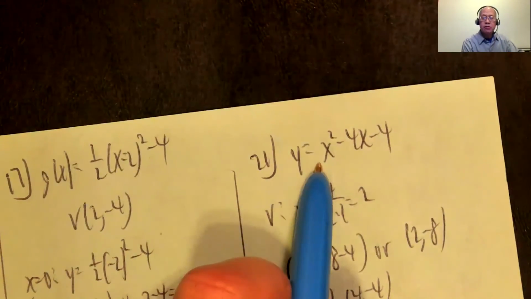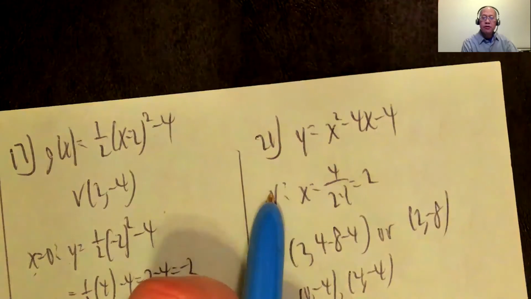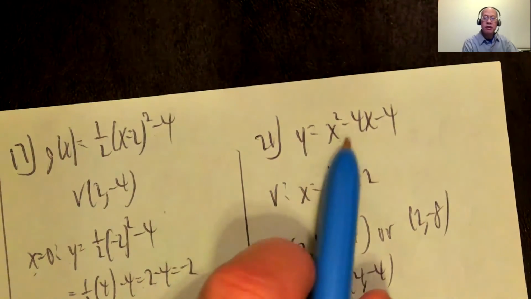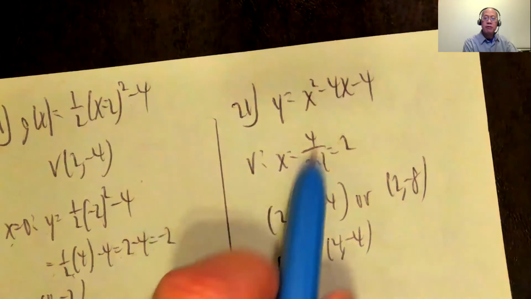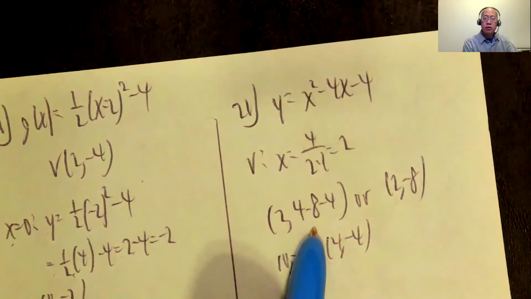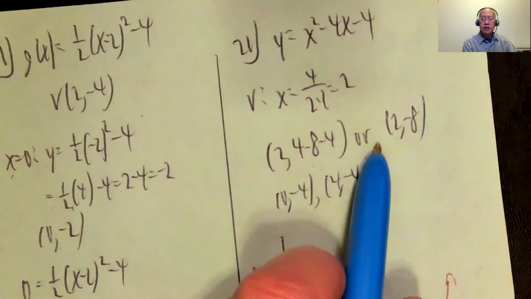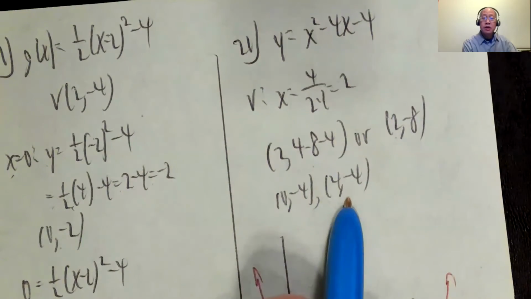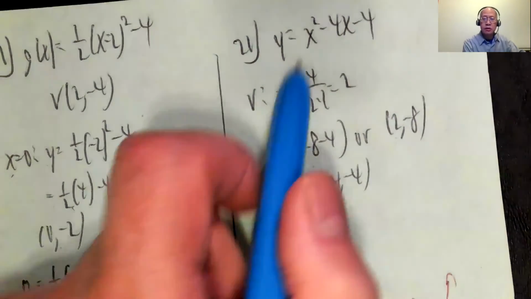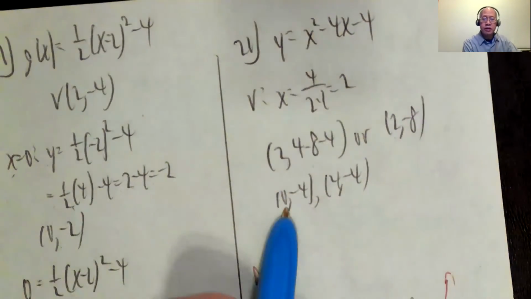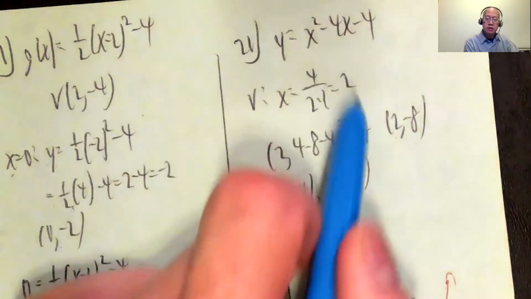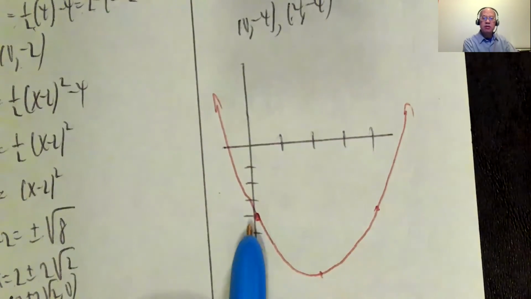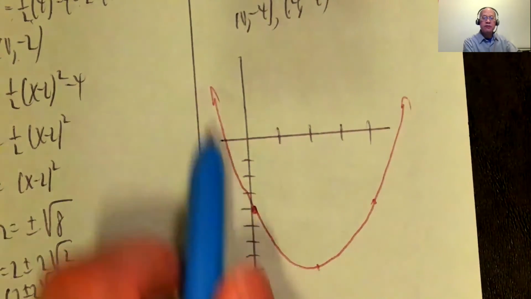Number 21, y equals x squared minus 4x minus 4. Vertex is at negative b over 2a. 4 over 2 times 1 is 2. Plug in 2, I have 4 minus 8 minus 4, which is negative 8. So the vertex is 2, negative 8. A convenient point to plug in is 0. 0 minus 4 is negative 4. 4 is also nice because I notice it's 16 minus 16, which is 0, negative 4. So here's 0, negative 4; 4, negative 4. There's the vertex. Graph looks something like that.